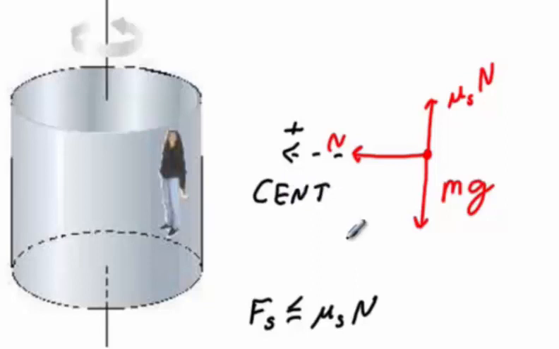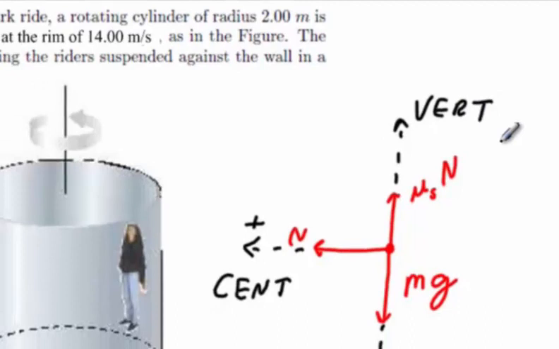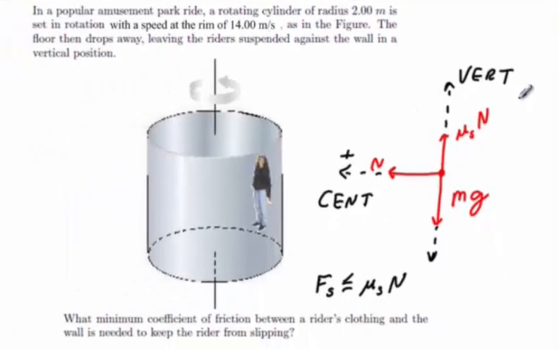To finish our coordinate system, we need the second coordinate to be perpendicular to the first, and we'll name that one vertical. This free body diagram is nice in that all of the forces a priori are already lying along the coordinate system, and so our equations for both the centripetal direction and the vertical direction will not require us to take any components of any forces. Let's begin.